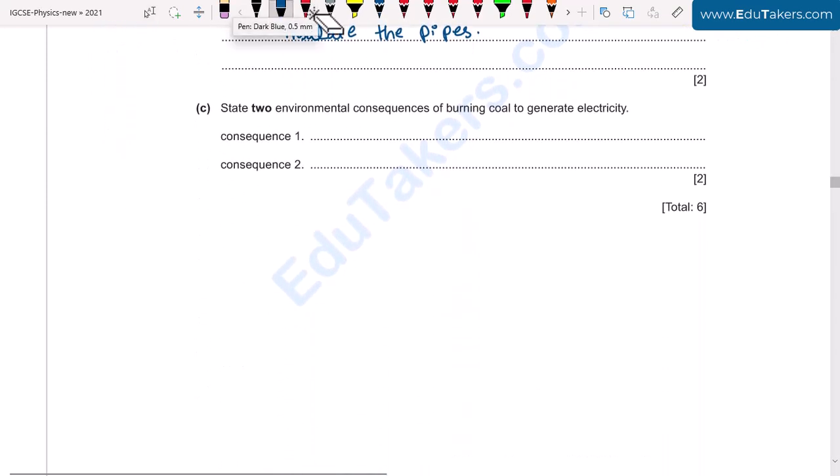Part C. State 2 environmental consequences of burning coal to generate electricity. So here we have to describe the environmental consequences when electricity is produced by the burning of coal. So, it causes air pollution. And the second one is that it is not renewable. We cannot use it again and again to generate electricity.